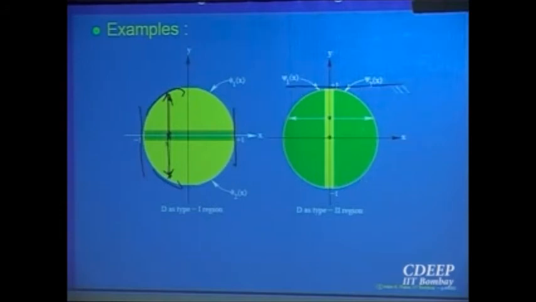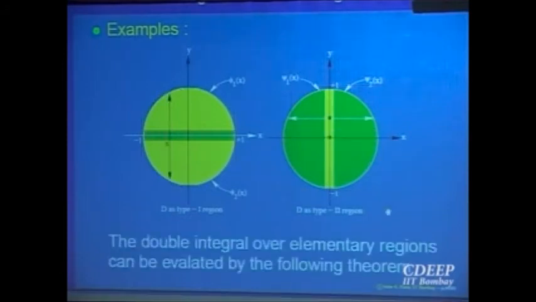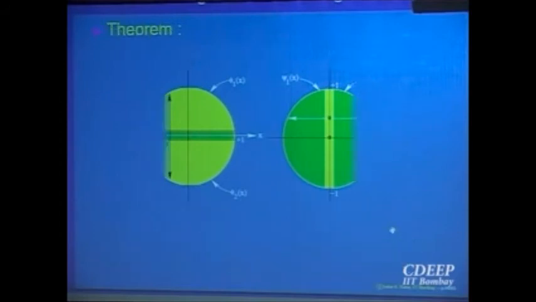Similarly, you can also write it as type 2. There, y goes from minus 1 to plus 1, and for any point you will be going from this curve to this curve. Is it clear? What are elementary domains of type 1 and type 2? The disk is one example. It is of both types. So let us look at the theorem.